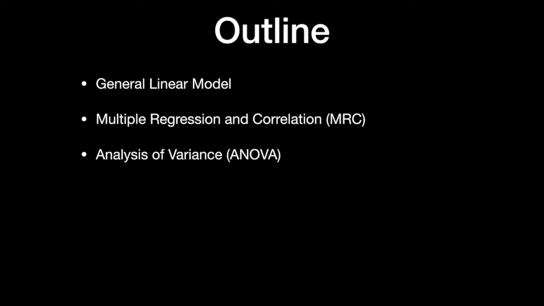Okay, so in today's presentation, I will be talking about three aspects. The first one is the general linear model, also known as the GLM. Then I'll be talking about two models within the general linear model. The first one is MRC, multiple regression and correlation, and the next one is ANOVA, analysis of variance.